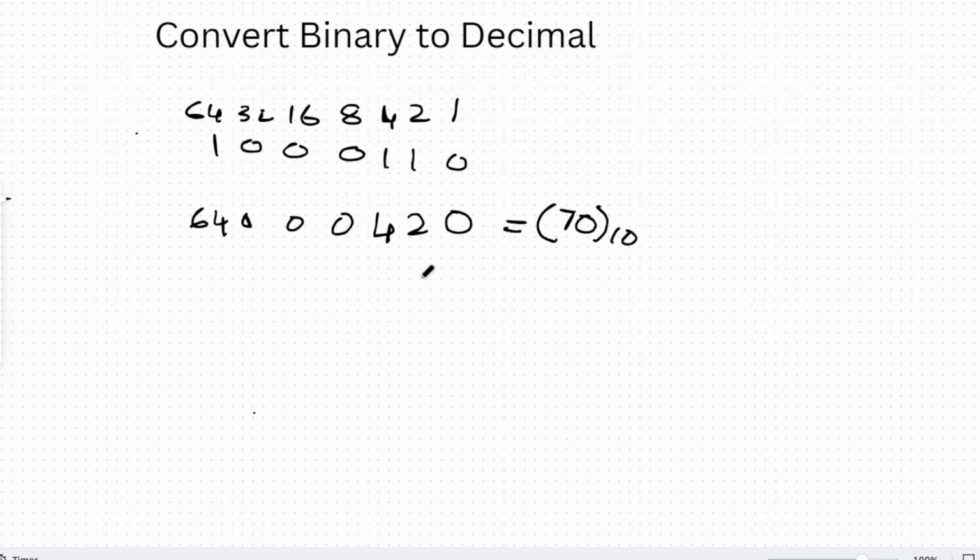Let us take another number. Okay. The other number is 1 1 0 1 1 1 0. Now start writing with 1 on the top, 1 and then 2, then 4, then 8, then 16, then 32, and lastly 64.